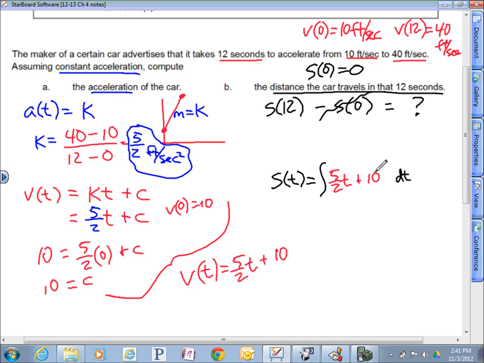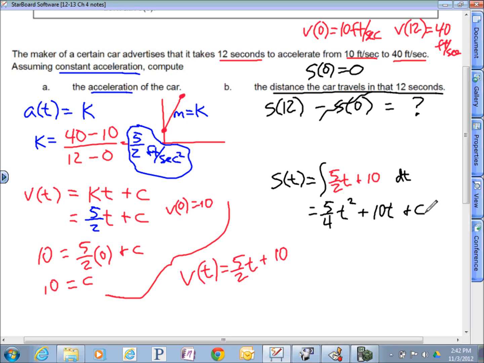What's the antiderivative of 5/2 t? Well, we'd add 1 to the power and we'd get t squared. If we took 5/2 and we divided by 2, that would be the same thing as doing 5/2 times 1/2, which would mean a 5/4, plus, what did we take the derivative of in order to get 10? We must have taken the derivative of 10t in order to get 10. And then we need another constant of integration. Again, I should probably call it C2, but I'm just going to call it a different C because we've already found the red C was 10. Now we're going to be looking for the black C. Almost a world geography reference there.